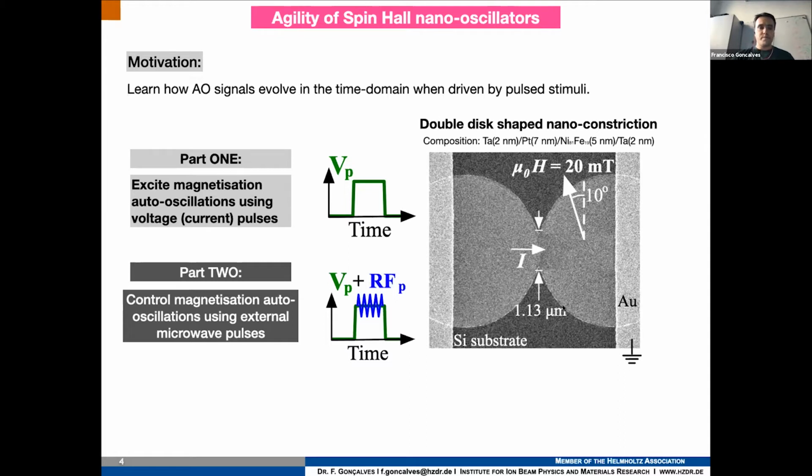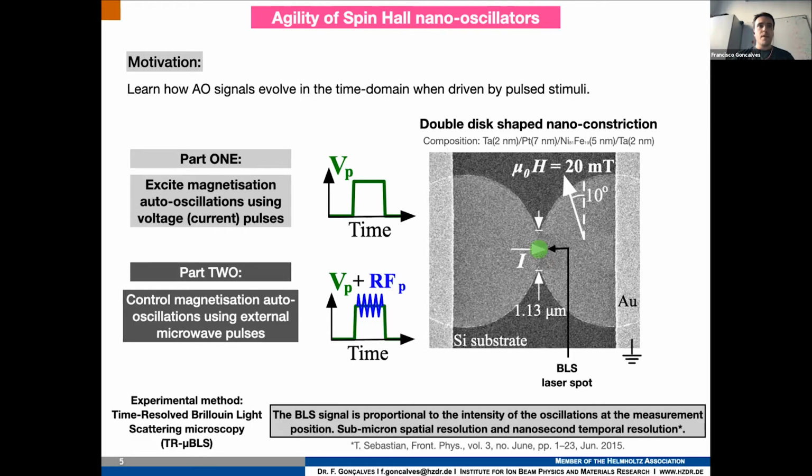So the technique we utilized to measure the auto-oscillations is called time-resolved Brillouin light scattering microscopy. The acronym here is TR-micro-BLS, and the BLS signal is proportional to the intensity of the oscillations at the measurement position. Using this method, we can achieve sub-micron spatial resolution with nanosecond temporal resolution.